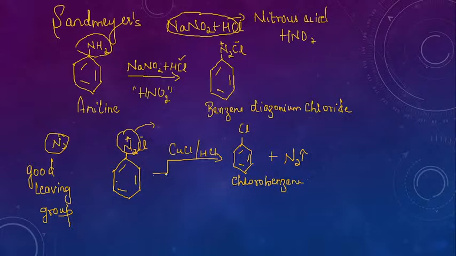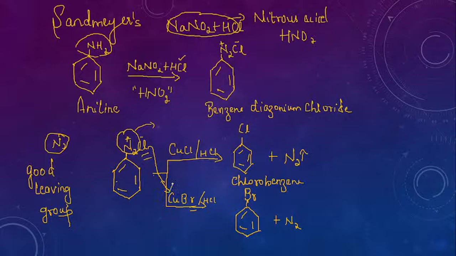Now also, what happens if you take the benzene diazonium chloride and treat it with cuprous bromide, also in the presence of HCl? The nitrogen comes out as nitrogen gas. Yes, it is a good leaving group. Here, the chloride ion will be replaced by bromide ion, and I get bromobenzene, and this chloride ion can come out with copper as cuprous chloride.